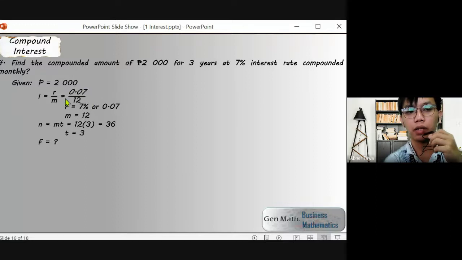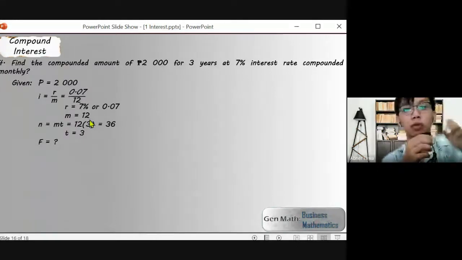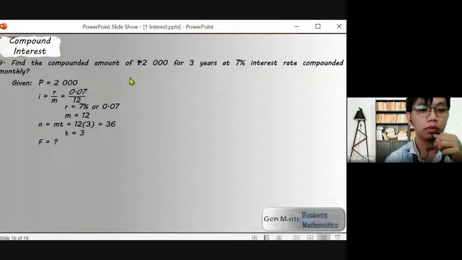And then i will be 0.07 over 12. We have here, the rate of interest is 7%, or in decimal, that is 0.07. And then it is compounded monthly. Therefore, ang value ng m pag monthly is 12, because there are 12 months in a year. Okay. And then just divide the two values.